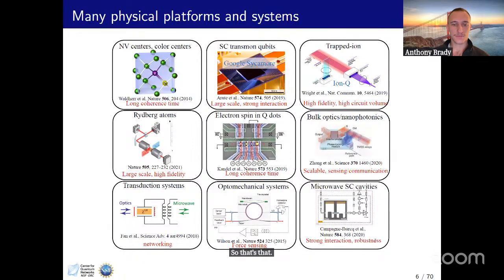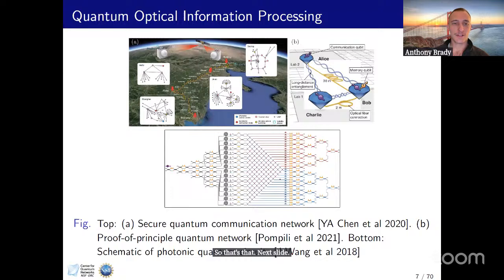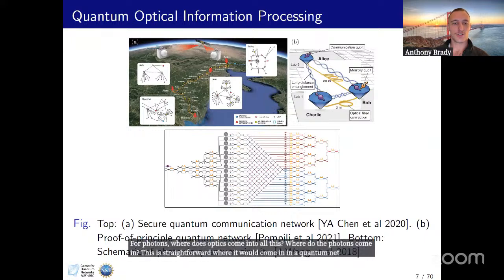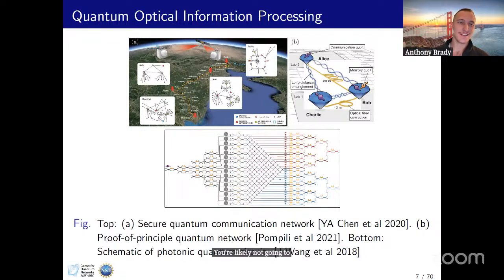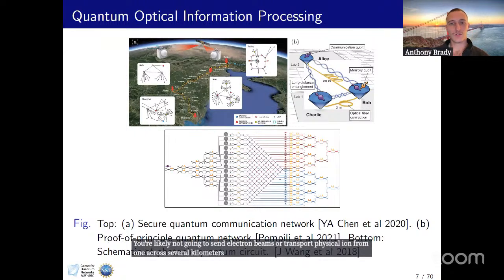Next slide, Howie. And where does optics come into all of this? I said in the beginning, this is the theory of quantum channels for photonics or optics. For photons, where does optics come into all this? Where do the photons come in? This is straightforward where it would come in a quantum networking thing. If you have large distributed quantum processors, the immediate question is how do you link them physically? You're likely not going to send electron beams or transport a physical ion across several kilometers. The best way to do that would just be to send photons, natural flyers.